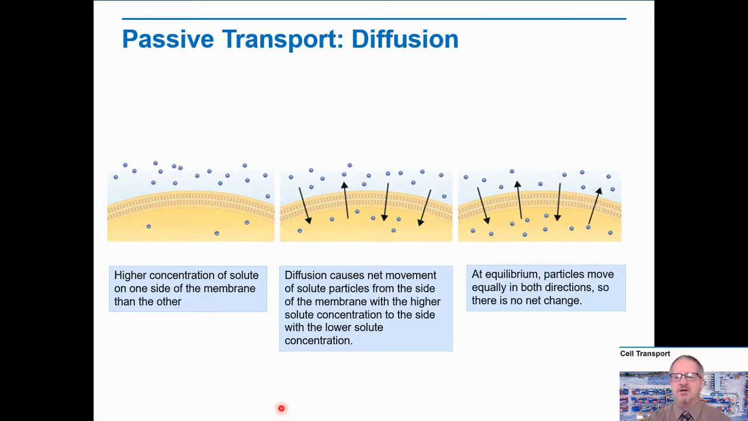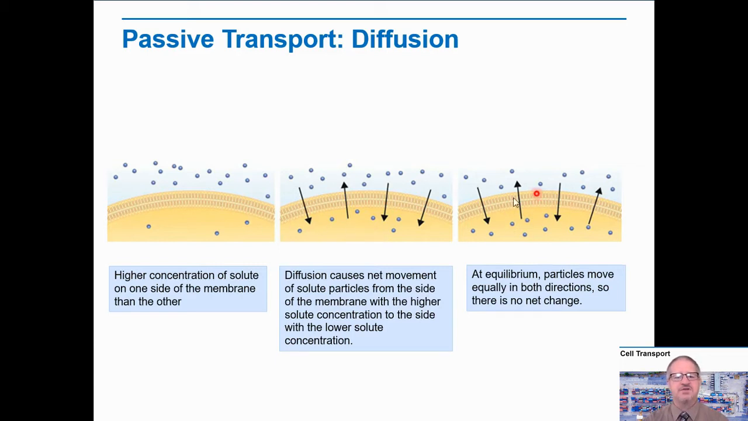Now, what you might also notice is that in this second image, the one in the middle here, you've got actually three arrows pointing inwards and only one pointing out, indicating that there is more movement of solutes across the membrane to the inside of the cell than there are solutes moving out of the cell. And that's because the concentration is higher on the outside. So the concentration gradient would indicate that there's going to be more movement of solutes across the membrane towards the inside of the cell.